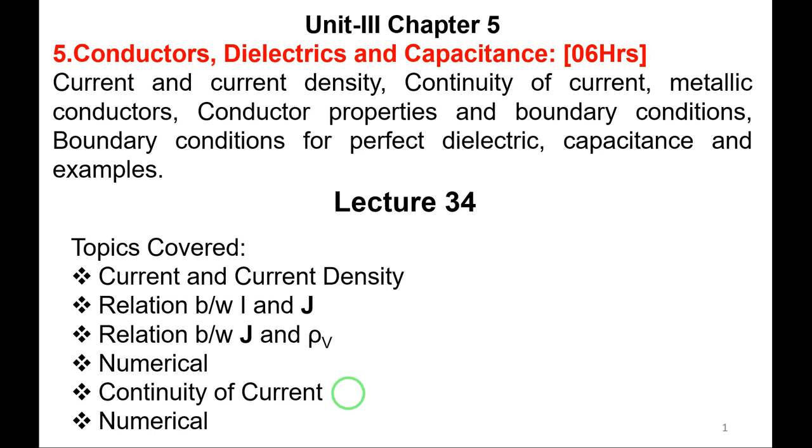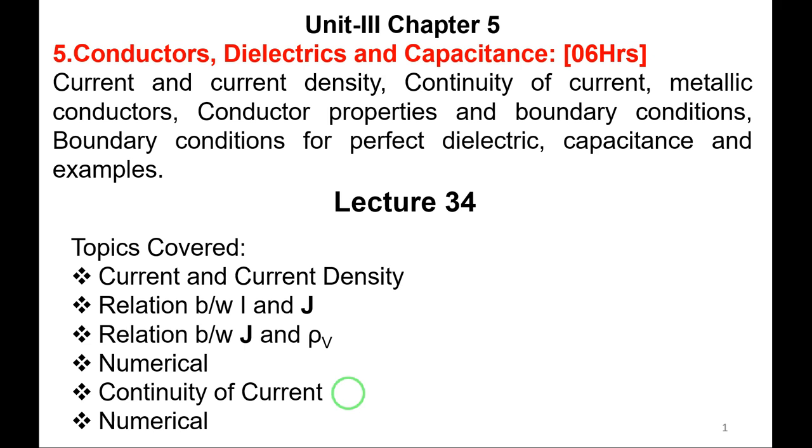Good afternoon, students. We'll start with the new chapter. In the previous chapter, we have studied the energy and potential, right? And the previous class content was the energy density in the electrostatic field that we have seen, and we have wound up that chapter. Okay, we'll start with the new chapter, Unit 3, Chapter 5, Conductors, Dielectrics, and Capacitance, right?